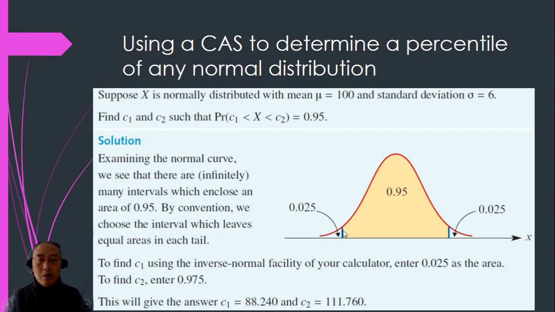So first, you're going to use the inverse normal function of the 2.5%, and to find that C2, you take all that area on the left, which is your 0.95 plus that 0.025. That is why you have 0.975 here to find the C2 value. By using the inverse normal, you use the mean of 100 and a standard deviation of 6, you get those respective answers.